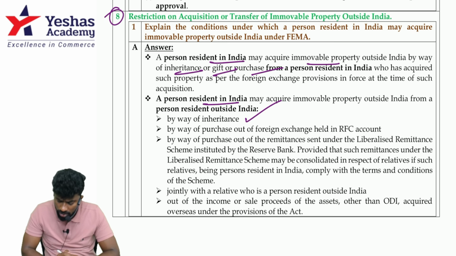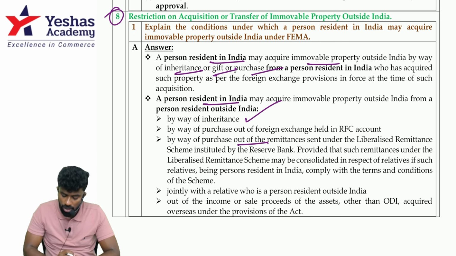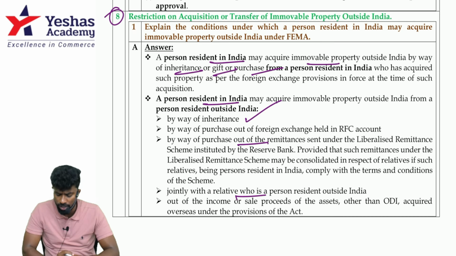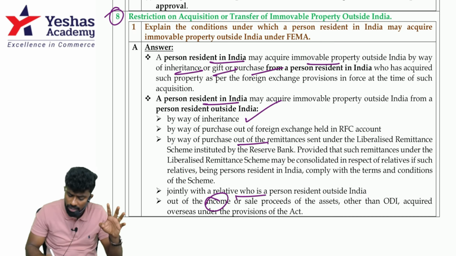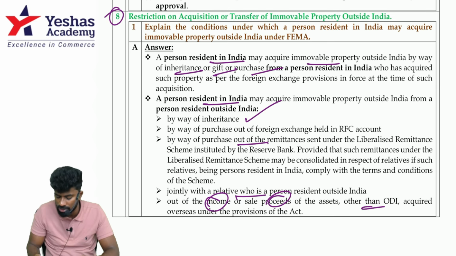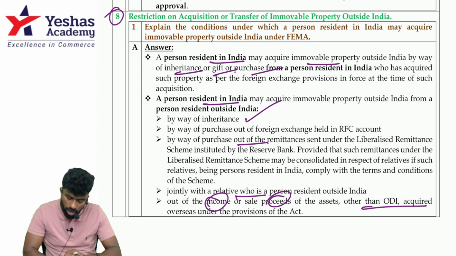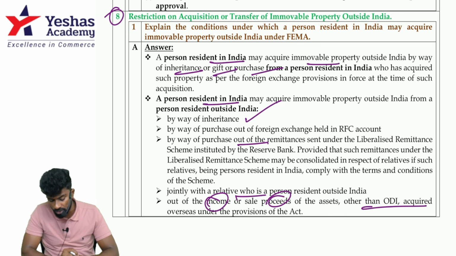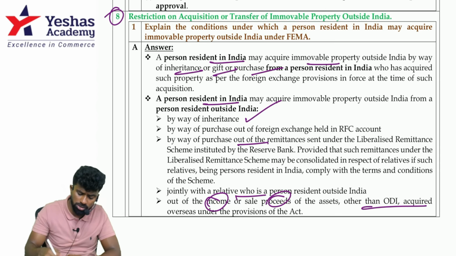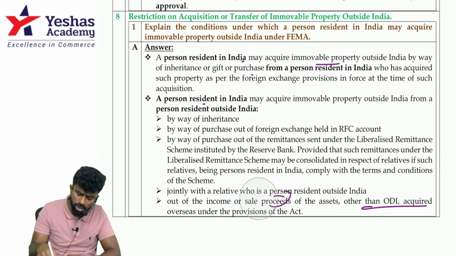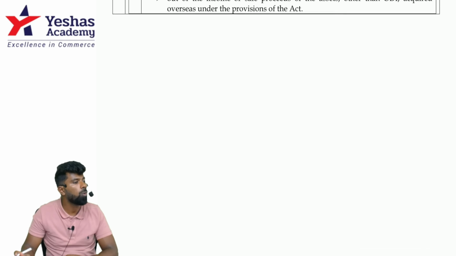What is an RFC account? Resident foreign currency account. Or by way of purchase out of remittances sent under the Liberalized Remittance Scheme as per the RBI, jointly with a relative who is a person resident outside India, or out of the income or the sale proceeds of assets other than ODI, acquired overseas under the provisions of the Act. These are the conditions complying with which you can acquire assets outside India. And this is your ODI.